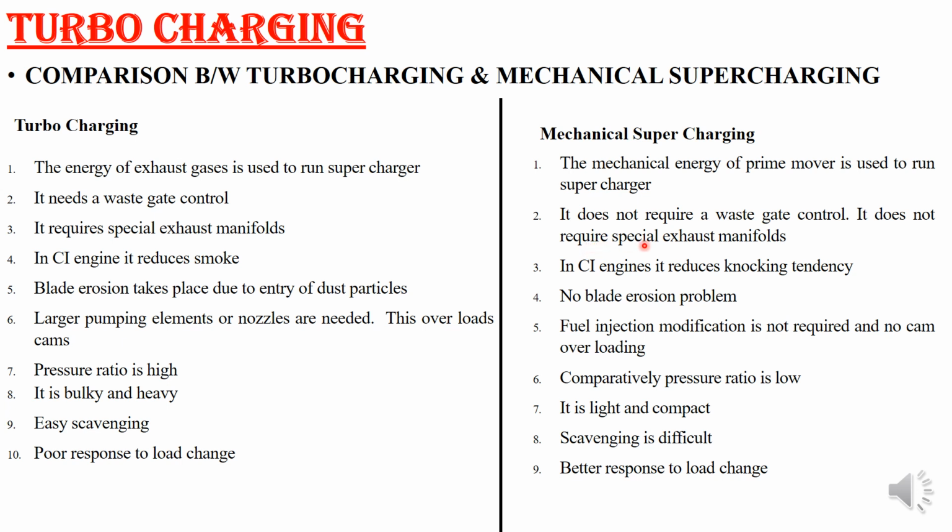Whereas in supercharging, mechanical energy from a prime mover is used, that is, gears are used from the engine to drive your supercharger, and it does not require any wastegate control technologies in the exhaust manifold. We need not change it when compared to turbocharging. In an SI engine, it reduces the knocking tendency, there are no blade erosion problems, and fuel injection modification is not required. Hence cam overloading may not be there in superchargers when compared to turbochargers. Comparatively, only a low pressure ratio can be used in superchargers, and it is light and compact in nature, because fewer components are there, so it is light and compact compared to turbochargers.